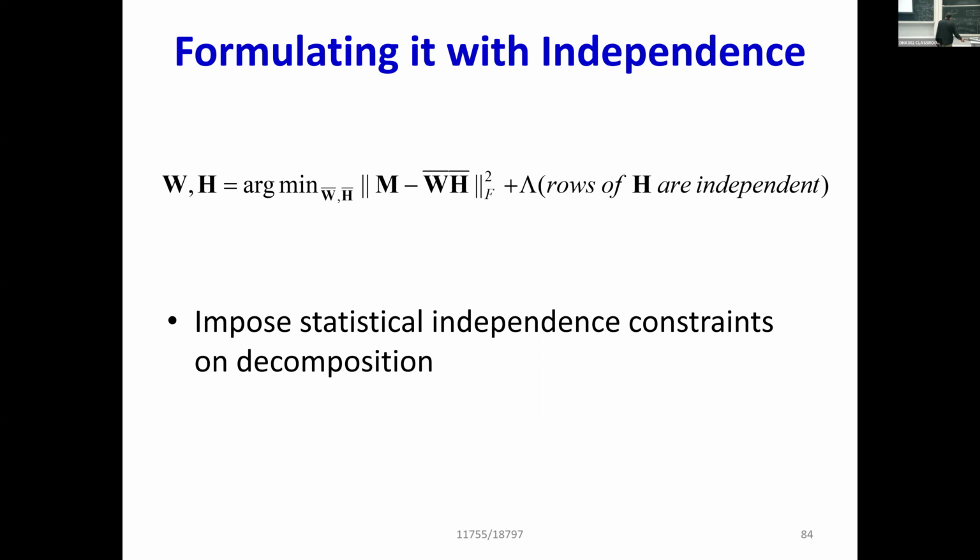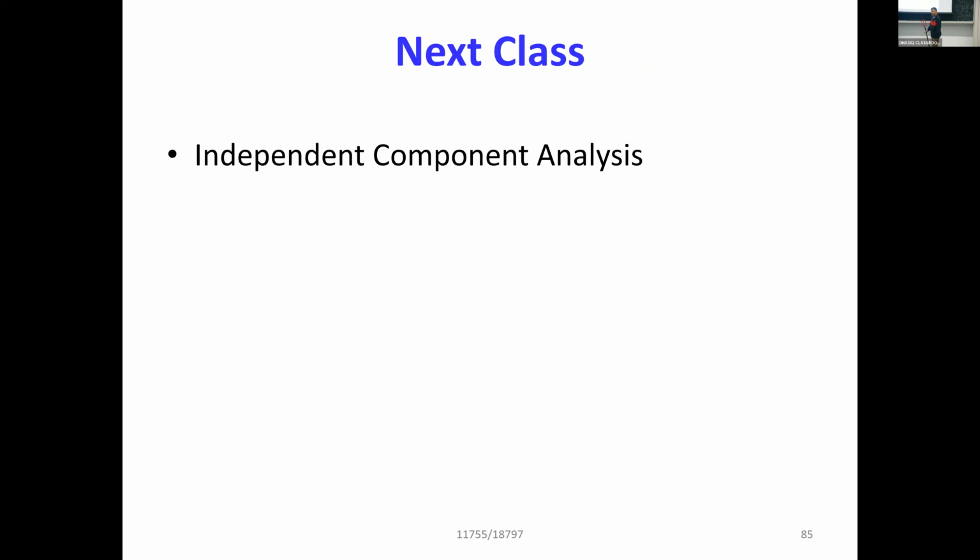So for principal component analysis, this is what we really had. Notes and scores, W times H. We were trying to find the W and H which minimize the squared error between the original data and WH. But for principal component analysis, we had a second constraint, which said that the bases W must be an orthogonal matrix. Alternately, you could have also said H must be an orthogonal matrix. Both will give you essentially the same decomposition. Here, instead of just using orthogonality, we're going to say the rows of H are statistically independent of one another. Right? We're going to impose statistical independence constraints on the decomposition. And that's what we'll cover in the next class.